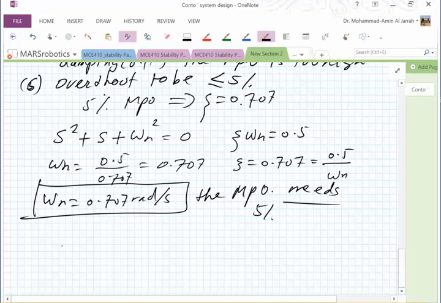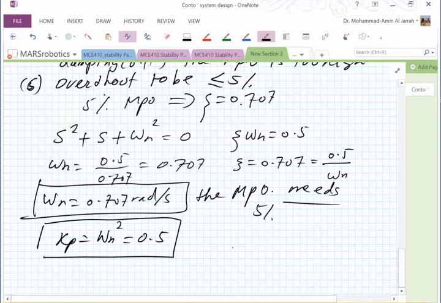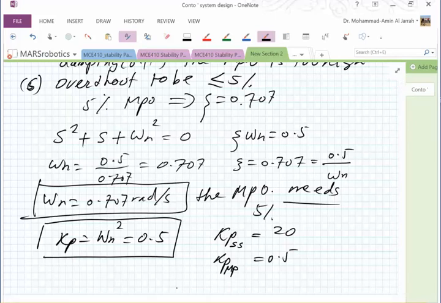What is K in this case? Kp equals omega n squared, which is 0.5. So Kp equals 0.5. You see the variation in Kp: Kp for the steady state error equals 20, and Kp for the overshoot equals 0.5. We cannot set two Ks. We have to have a K which satisfies the overshoot and moves the roots down along this line.